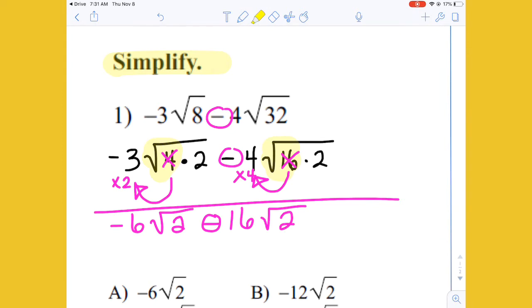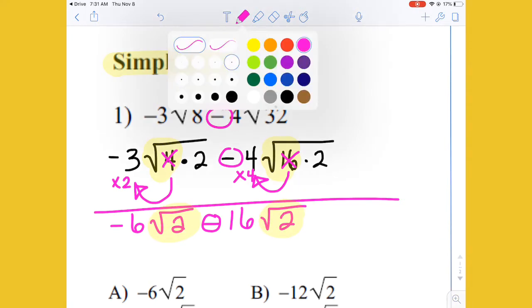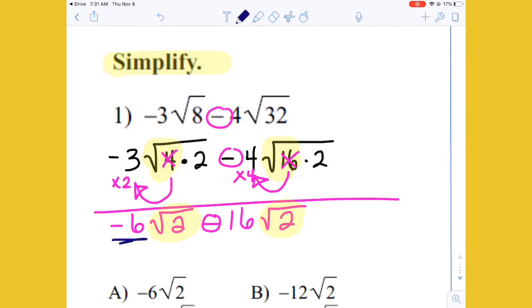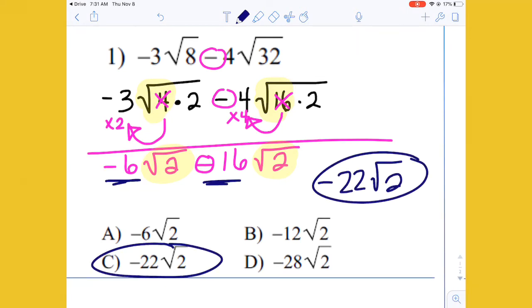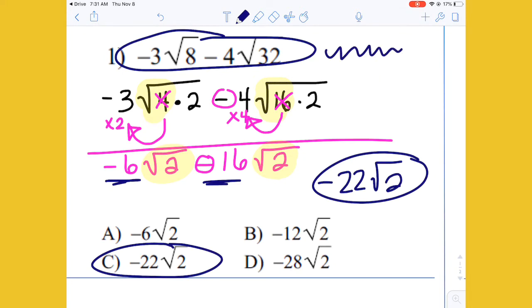And at the very end, you'll notice that I have like terms. I can put square root of 2's together. So let's do that. Negative 6 minus 16 is going to give me negative 22 times the square root of 2. So my answer is C. And you can actually take your calculator and type this expression in. It's going to give you a nasty looking decimal, and that number is going to match up with letter C.